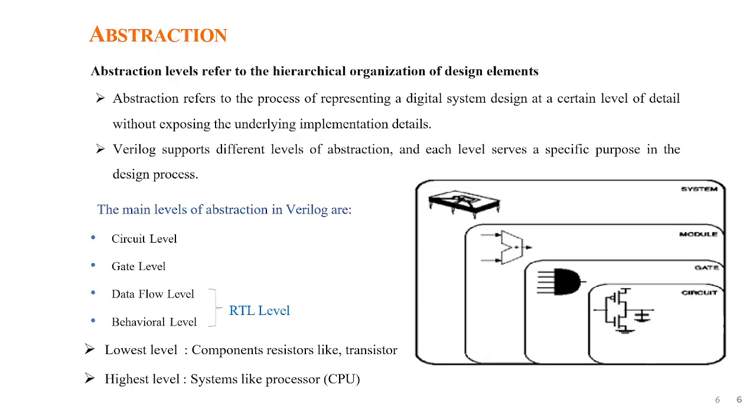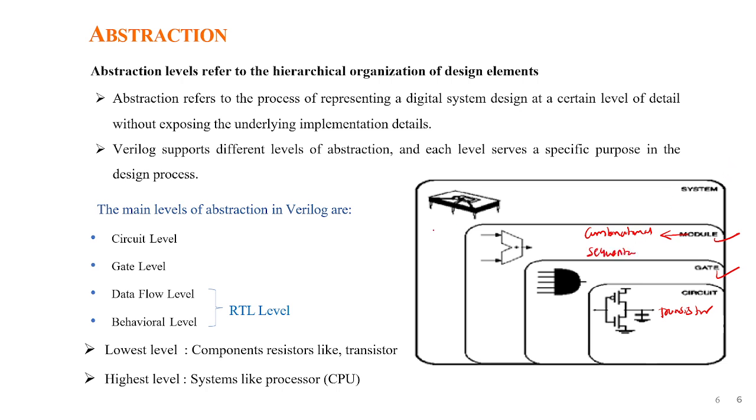Basically, abstraction levels are there. Abstraction levels, as we already discussed in digital: the lowest level is the transistor level, and next is the gate level, and next is the module level, which we can define in terms of combinational and sequential circuits. Next is the system level.